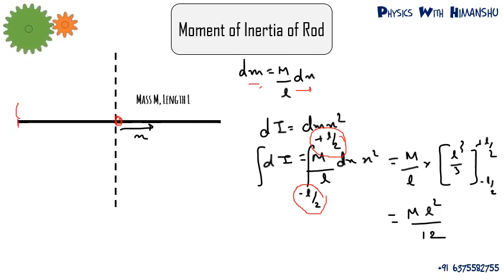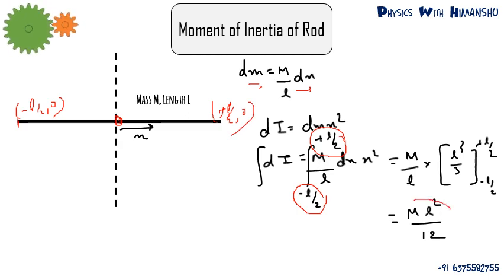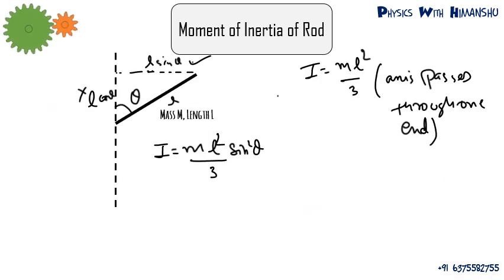So the rod will start at this point, minus L by 2 comma 0, and it will end at this point, plus L by 2 comma 0. Solving this, the moment of inertia will be ml square by 12. So if the axis passes through the side, then ml square by 3, and if it passes through the center, then ml square by 12.